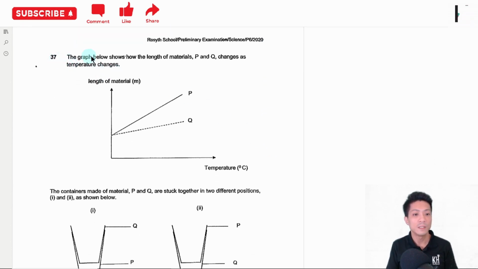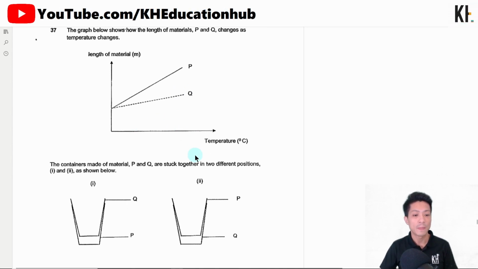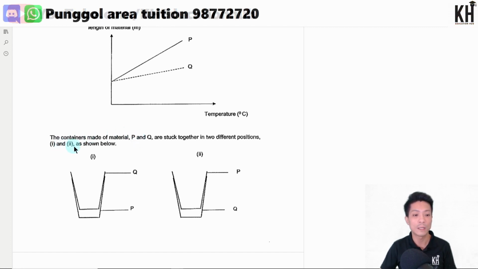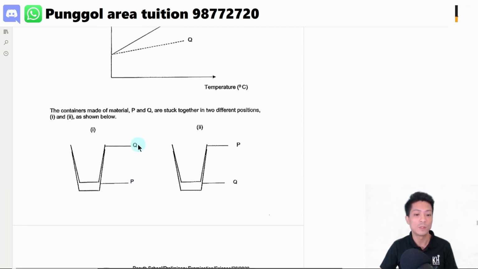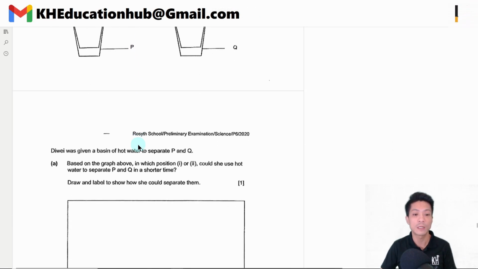Okay, question 37. The graph below shows how the length of materials P and Q changes as temperature changes. So the length of material P increases more than Q as temperature increases. Okay, the cups made of material P and Q are stuck together in two different positions, 1 and 2, as shown below. So the difference between 1 and 2 is the position of cup Q and P. Cups made of material P and Q.